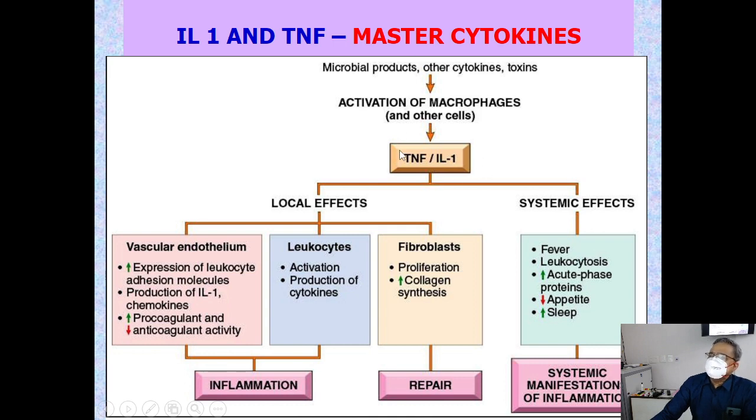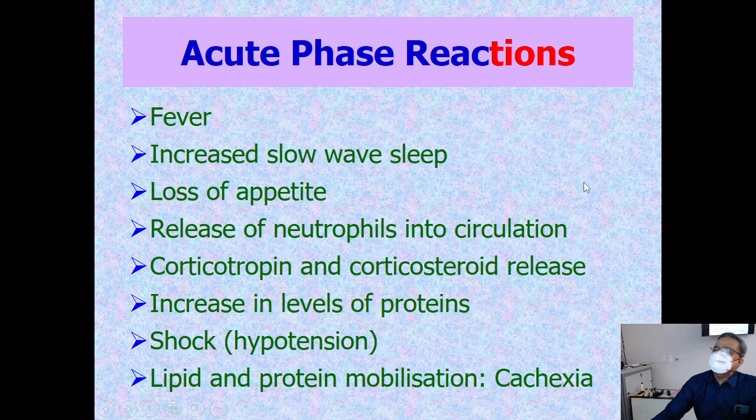Almost all of this is caused by IL-1 and TNF-alpha. So what are these acute phase reactions? These are called acute phase reactions. There is fever. You know it. Increased slow wave sleep. There's REM sleep and there is slow wave sleep. So there is more of this slow wave sleep. If you ever had a high fever, you might find that you have intermittent sleep in which you feel a little delirious also. Peculiar thoughts are coming. So your REM sleep is also disrupted. There is a loss of appetite. You don't feel like eating.